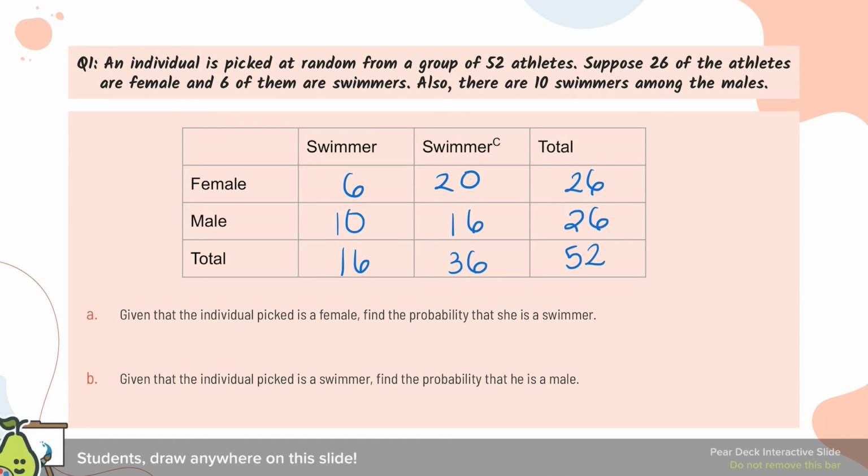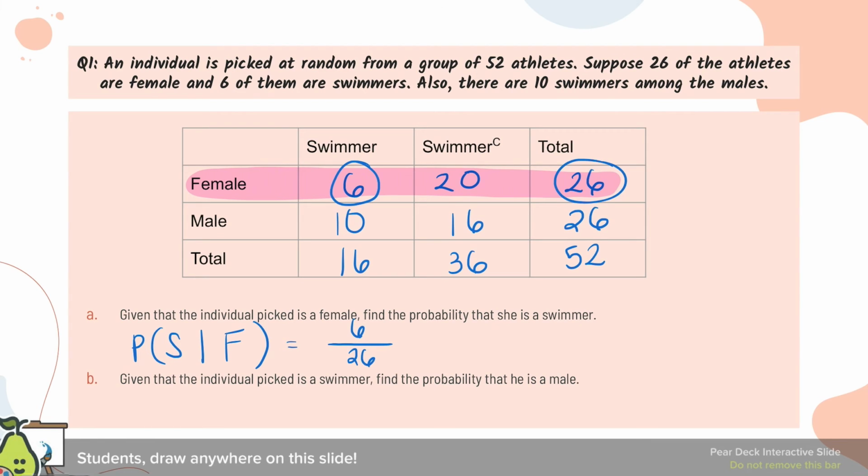Okay, so in the problem it says given that the individual picked is female, find the probability that she's a swimmer. So the probability that she is a swimmer, given that she is female, so this indicates we are going to have a fraction. The given part at the bottom will represent our new sample space. So our new sample space is going to focus only on females. So we're just looking at this row right here, and that gives us a total of 26 females. And then of those females, we have 6 swimmers. So these are the values we are focusing on here.